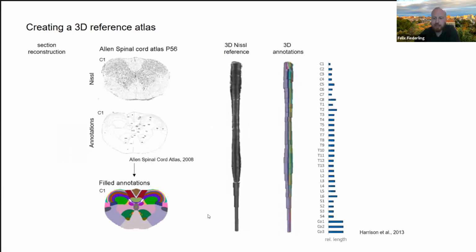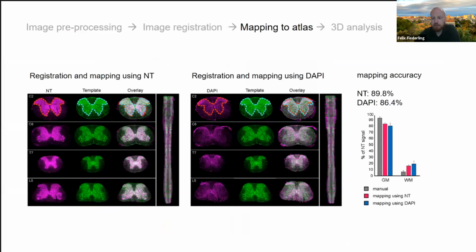This now allows us to map our experimental data first to the Nissl reference using either the neurotrace or DAPI channel, and then overlay the 3-dimensional annotations for analysis in atlas space. As shown here, Spinal J is able to map sections shown in magenta to the Nissl template in green with very high accuracy, using either neurotrace or DAPI on the right for registration and mapping. We have also quantified the mapping accuracy of neurotrace signal to the gray matter annotations and find, across multiple animals, an average accuracy of about 90%, confirming the visual impression of good mapping.